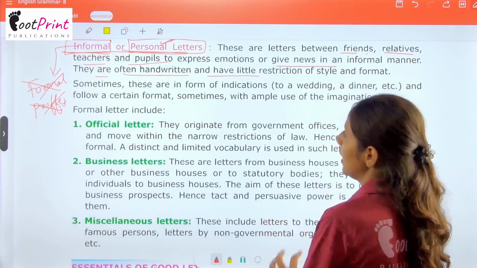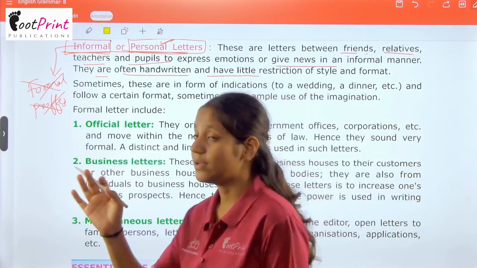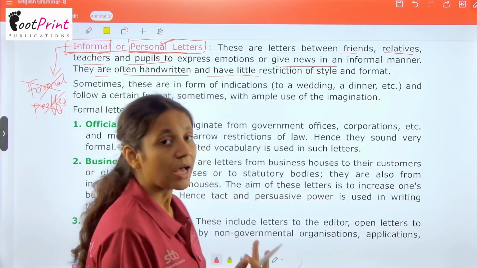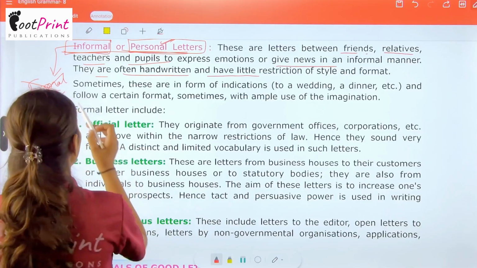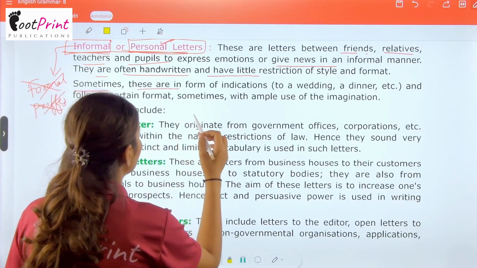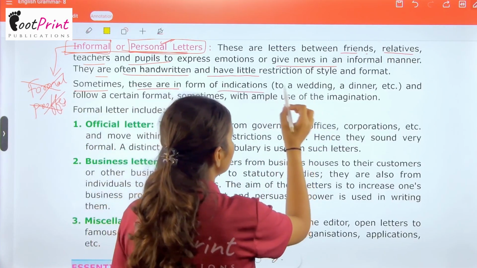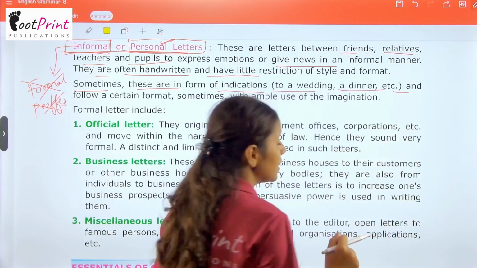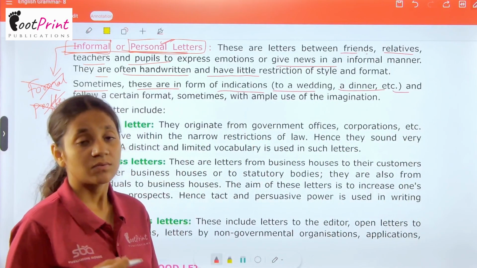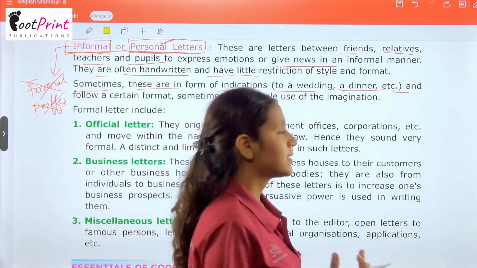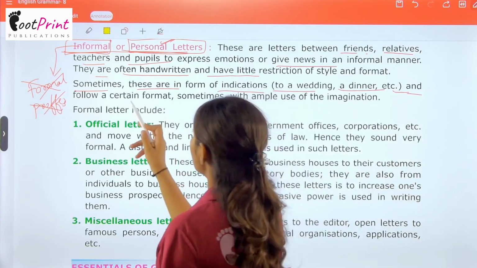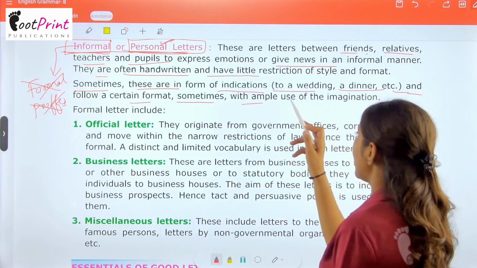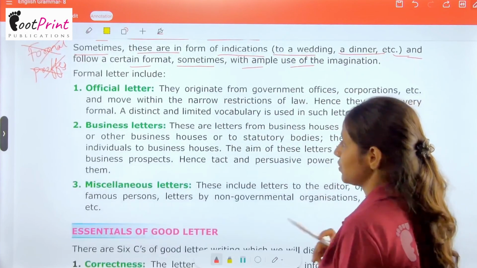These are the kind of letters which we write to our teachers or friends. Sometimes these are in the form of invitations to a wedding, a dinner, etc. Sometimes we use this to invite somebody or to give any information. They follow a certain format, sometimes with ample use of imagination.